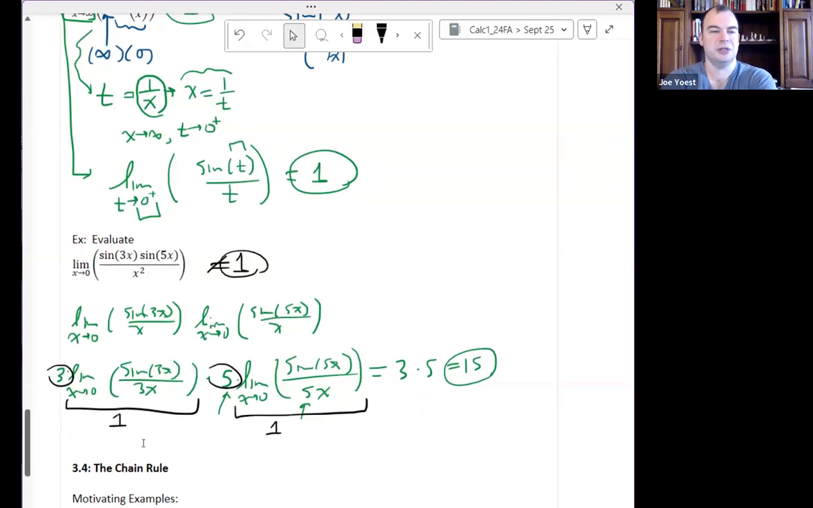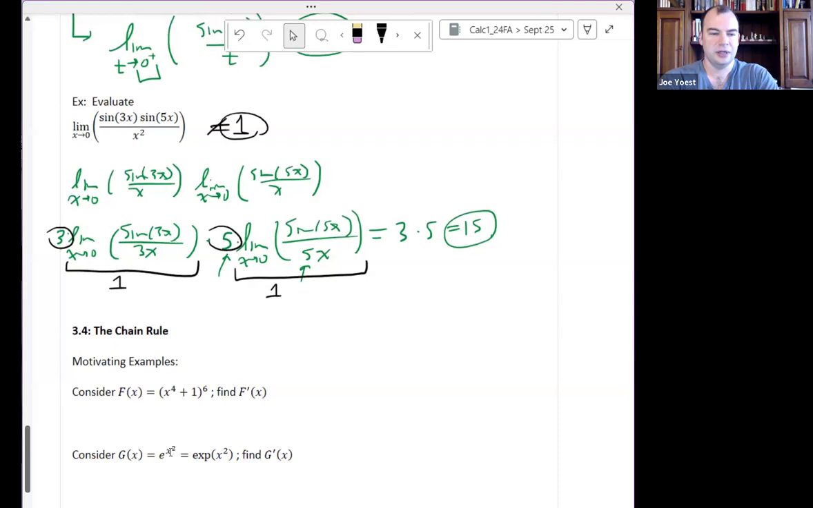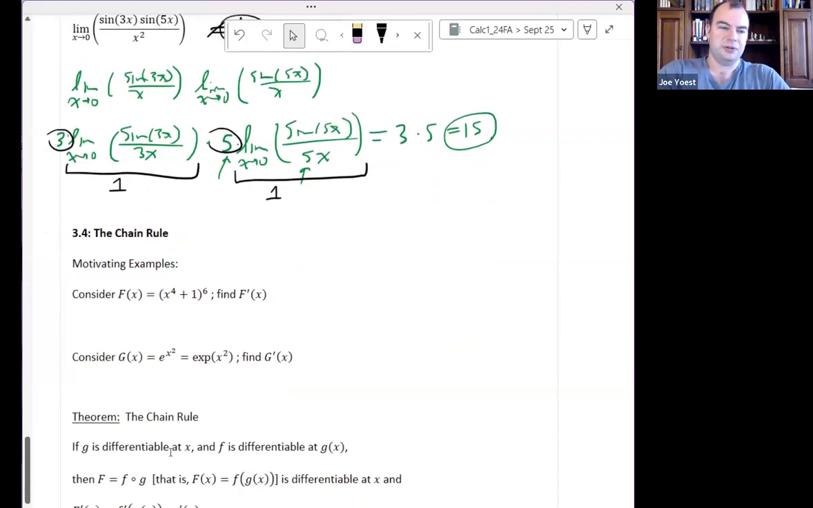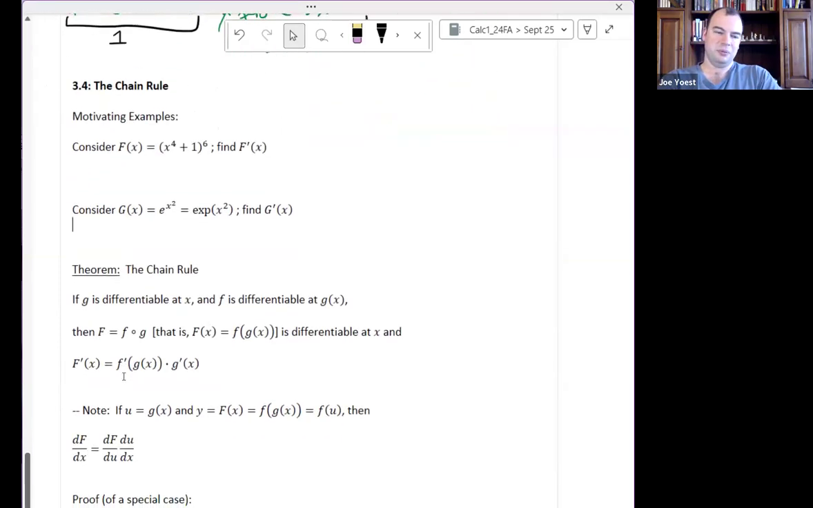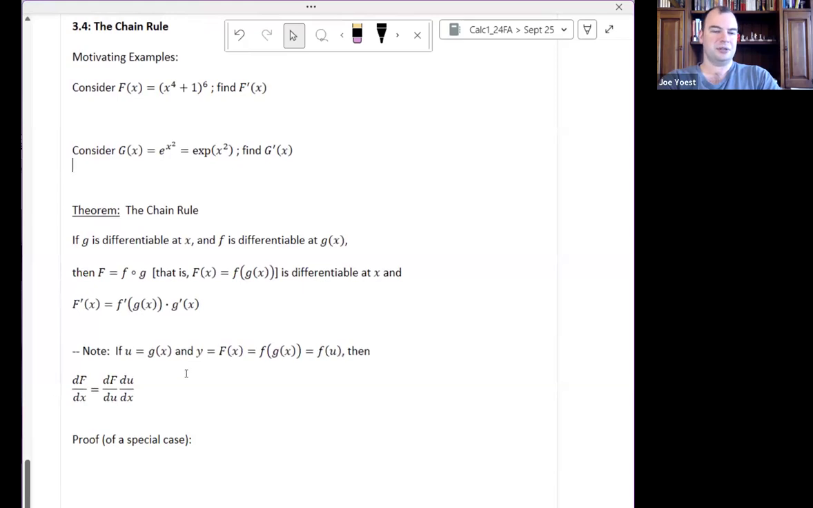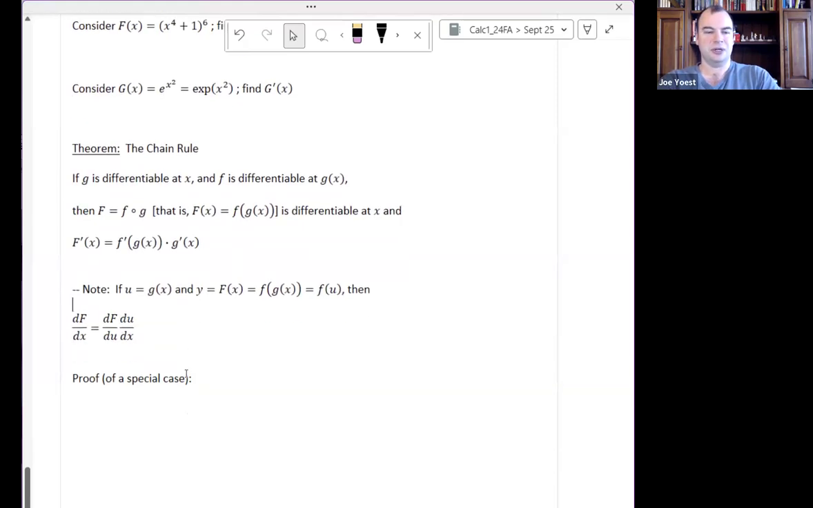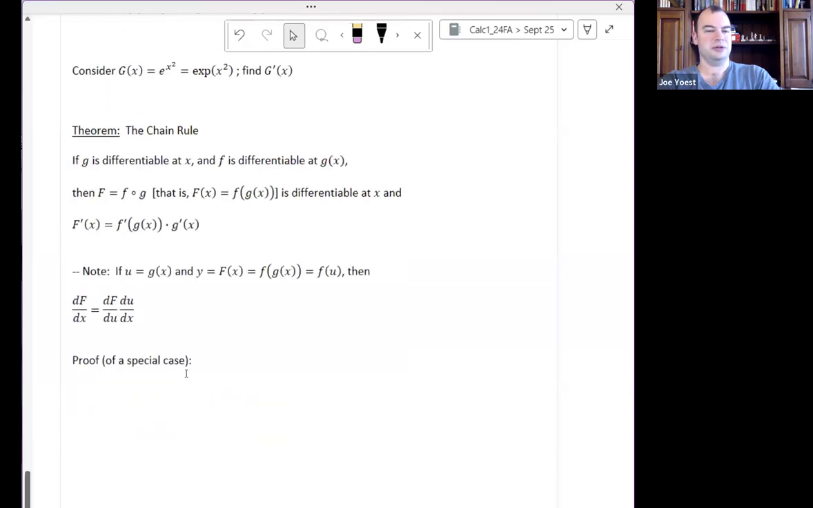Okay, any questions on this section? All right, so moving on to 3.4, the chain rule. We might have enough time to prove the special case of the chain rule today, or I might kick that to next time. But I want to make sure that we get through a couple of examples today.